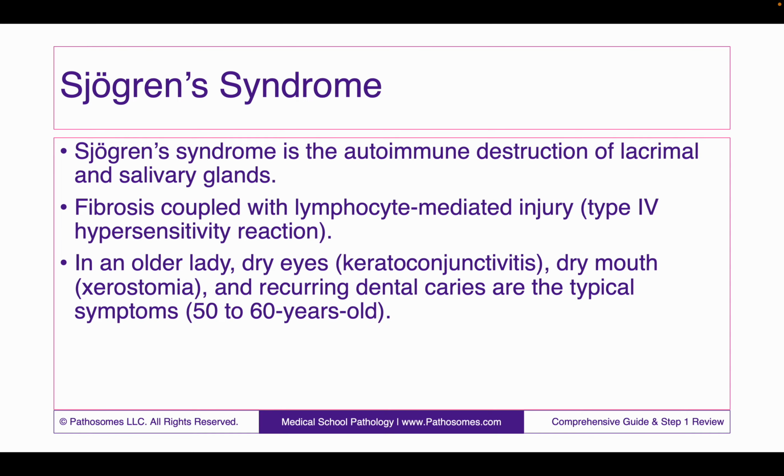Anyhow, fibrosis coupled with lymphocyte-mediated injury occurs in Sjögren syndrome, which is due to a type 4 hypersensitivity reaction. Oh, did I mention that Sjögren syndrome is the autoimmune destruction of the lacrimal and salivary glands? So your key clinical feature that you'll see, it'll be an older lady. She'll have dry eyes. She'll have a dry mouth and recurring dental caries. Specifically, keratoconjunctivitis, xerostomia, and recurring dental caries, right? It's usually an older female, 50 to 60 years old.